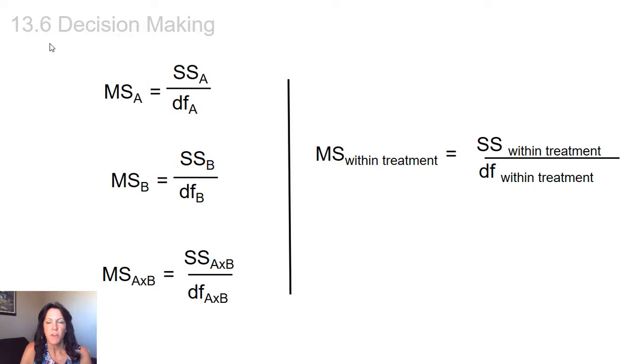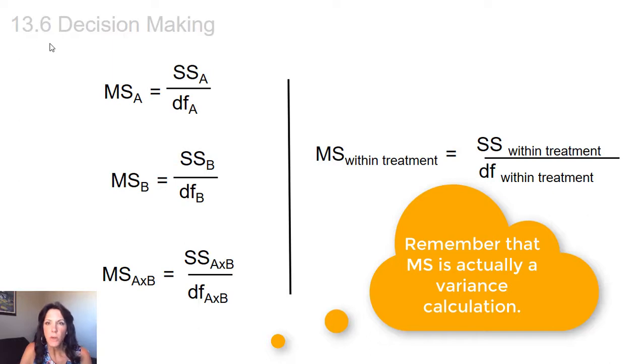So when we are doing a factorial ANOVA, we actually have 4 mean squares that we need to figure out. We need to figure out the mean squares for factor A, the mean squares for factor B, the mean squares for the interaction, but we also need to figure out the mean squares within treatment for the whole study.